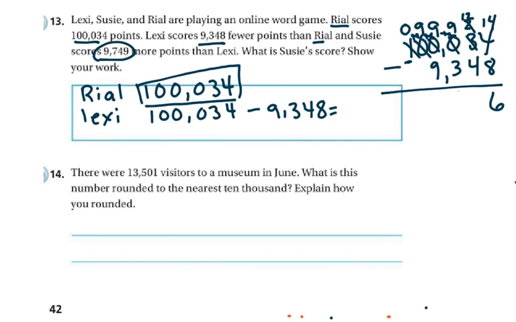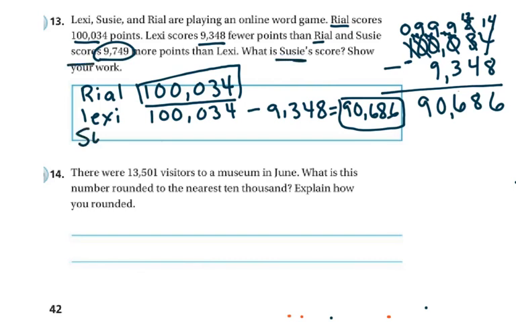So 12 minus 4 is 8, and 9 minus 3 is 6. 9 minus 9 is 0, and 9 minus nothing is 9, and then I have my 0. So Lexi's score was 90,686, so that's her score. Now it says that Susie scores 9,749 points more than Lexi.